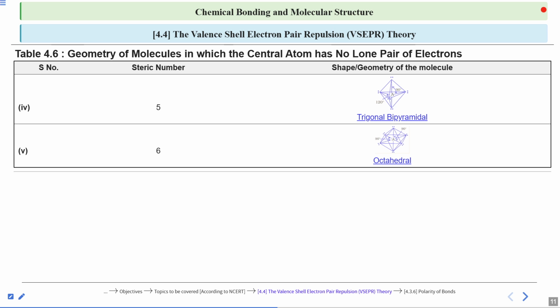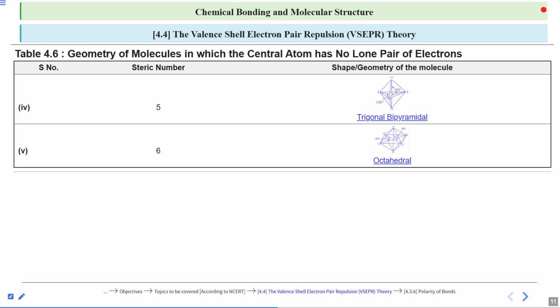So total angle in the tetrahedral would be 720. Yes, that's true. Now, I guess you got what the steric number and their relevant structure are. So again, I am repeating it all. Steric number 2 has a shape and geometry of linear. 3 has a shape and geometry of trigonal planar. 4 is tetrahedral. 5 is trigonal pyramidal. And 6 is octahedral.